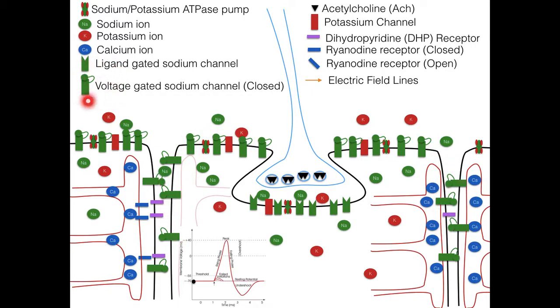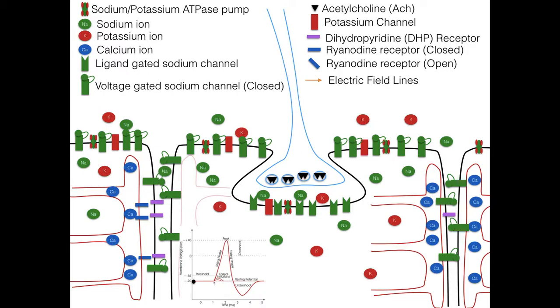These voltage-gated sodium channels here are held closed by the electrical field that is generated by the electrochemical gradient. So they're held closed so long as the electrical field is strong enough. And they're found all throughout the membrane. These red channels here are potassium channels. They're more leaky, but they can allow potassium to move in and out.